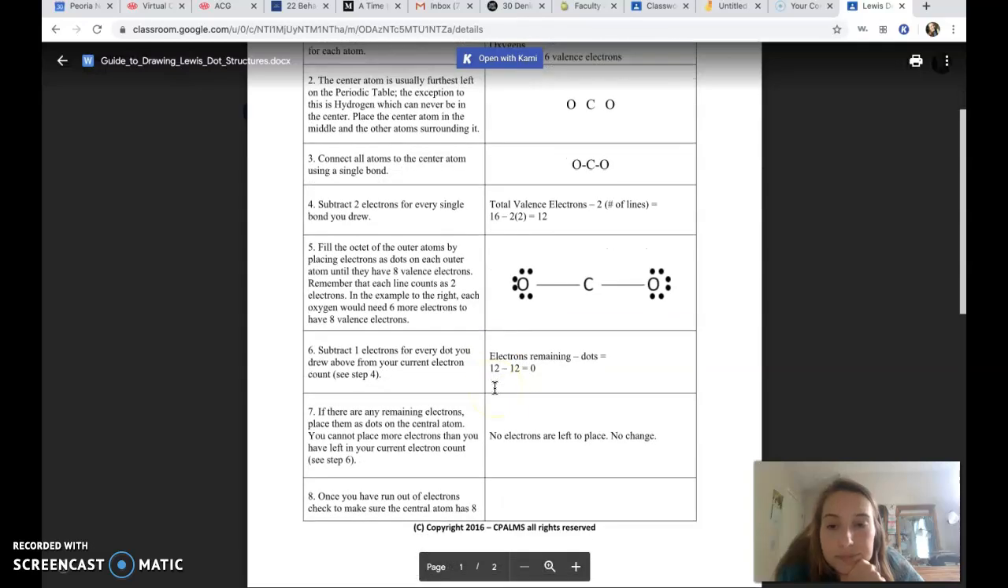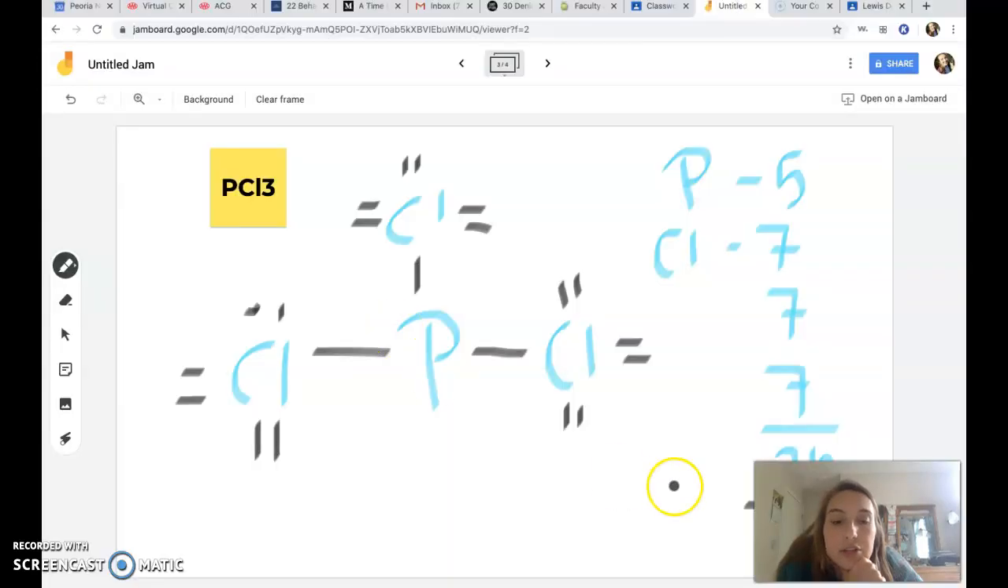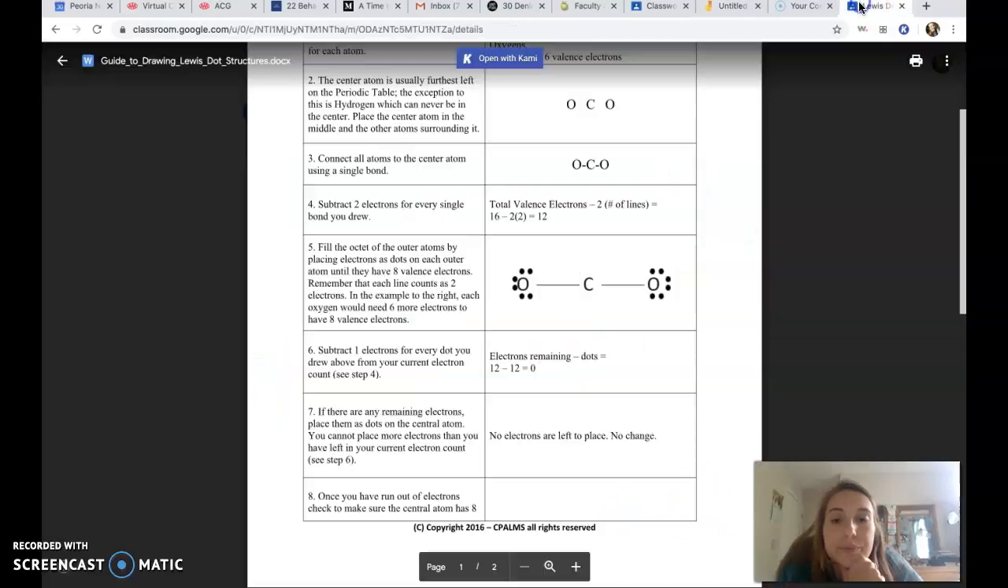Then I subtract 1 electron for every dot I drew from my current electron count. So I had 20 electrons, and I just drew 6, 12, 18. 20 minus 18 equals 2.